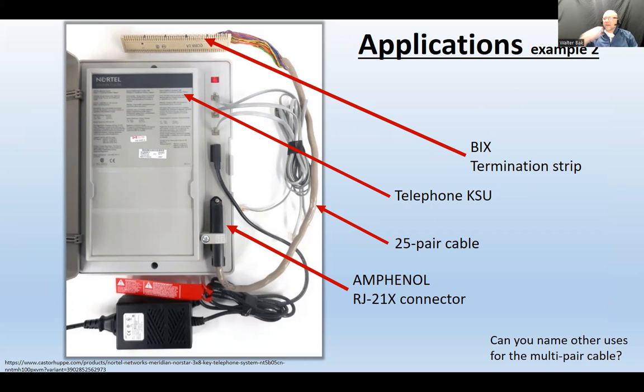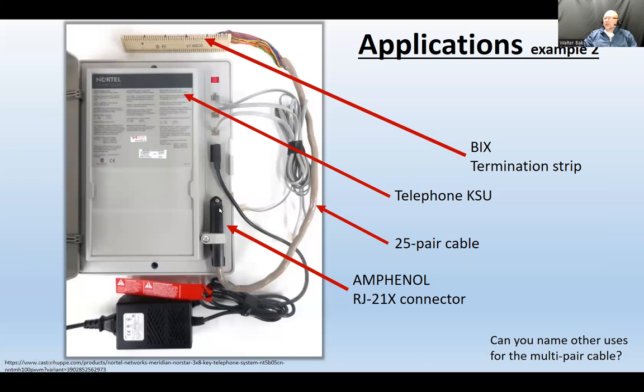All right. So here is a 25 pair cable. So here is the KSU, sometimes called the key service unit. It's a small telephone system. This one is capable of 3 lines, 3 conventional lines coming in from outside.